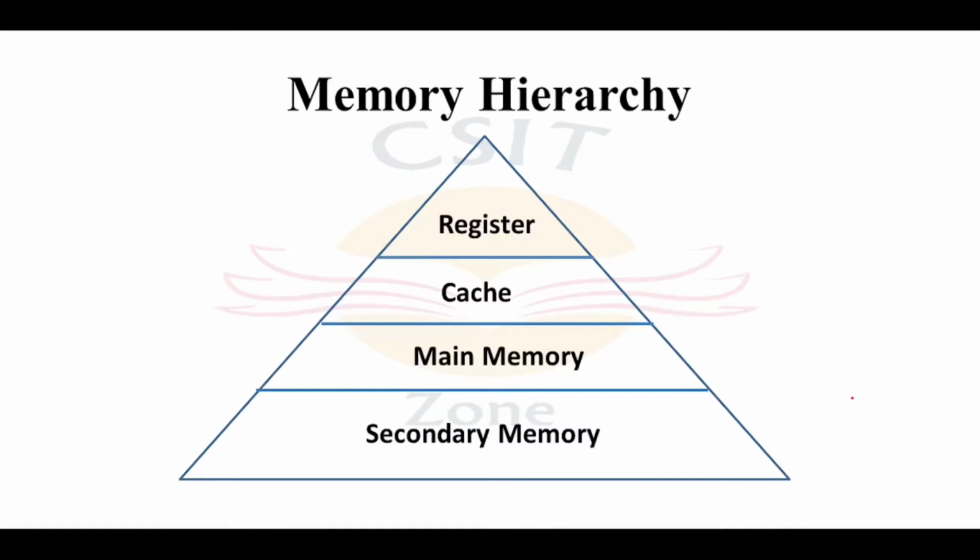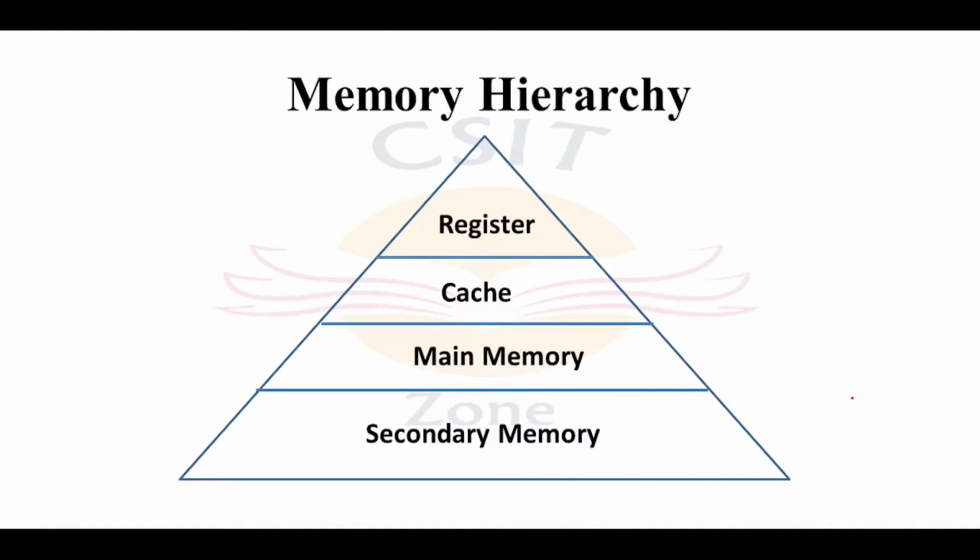Today we are going to discuss memory hierarchy. To understand this memory hierarchy, we have a memory hierarchy diagram. In this diagram, the smallest memory is on the top and the largest memory is at the bottom. So in the first position we have the register. Register is one of the smallest sets of data holding places that are part of the computer processor.